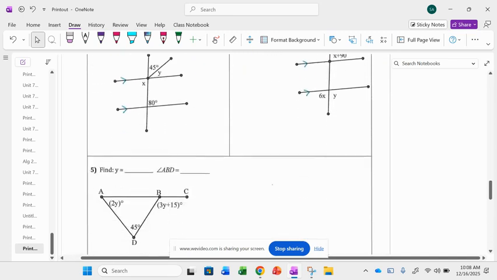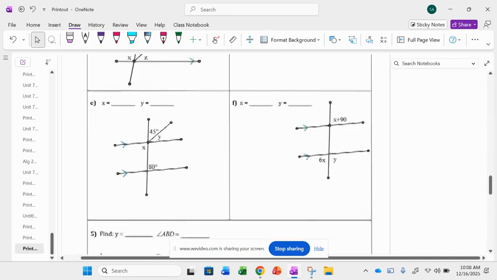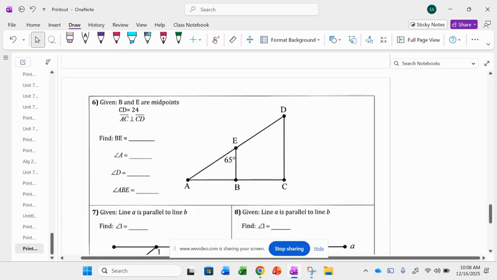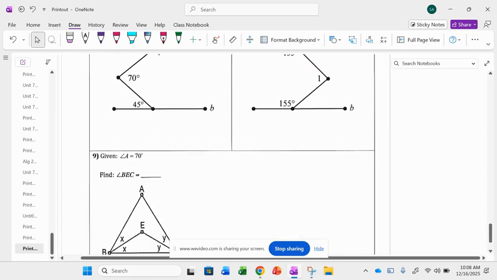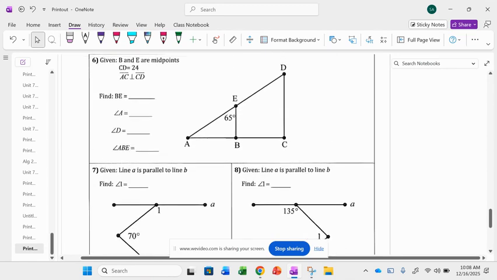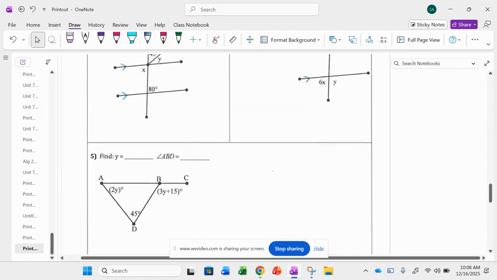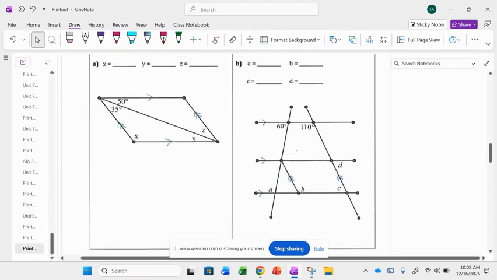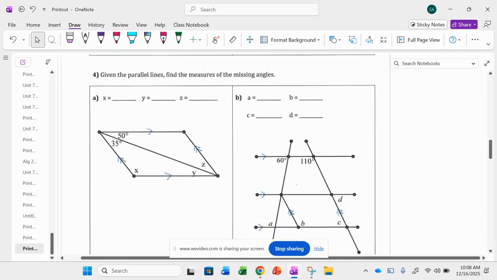So we are not doing numbers 5 through 8. 5 through 9. We're not doing numbers 5 through 9, and there won't be any questions like 5 through 9 on your test. So let's go to number 4.